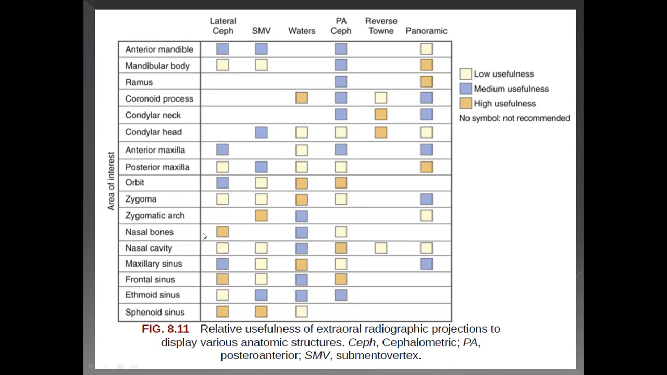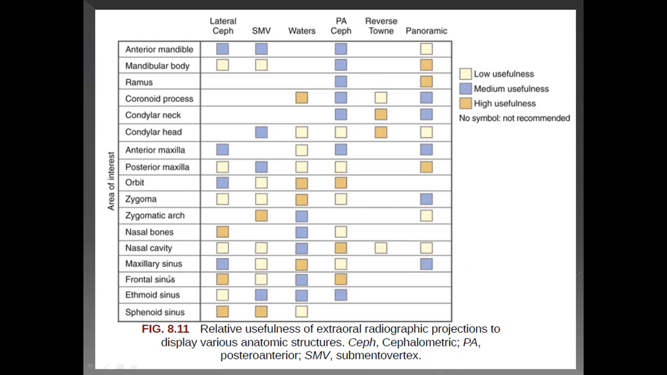All right. So coming to the nasal bones, the best one to give you information is the lateral ceph. Waters view again is maybe of medium usefulness in this case. The nasal cavity, if you want to evaluate it, the Waters view gives you a medium amount of information, but the best one is the PA ceph. Okay, coming to the maxillary sinus. Again, the Waters view is the best one for evaluating the maxillary sinus, and the lateral ceph and the panoramic view only offer you a medium amount of information.